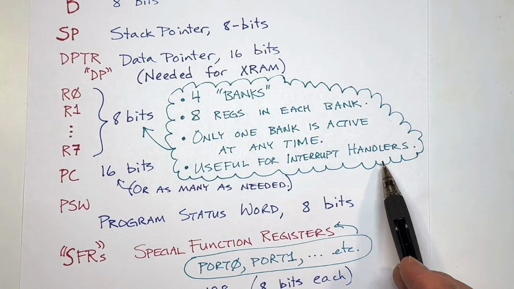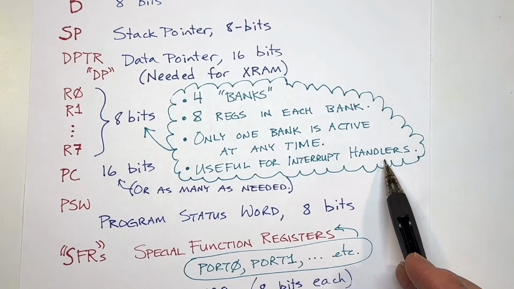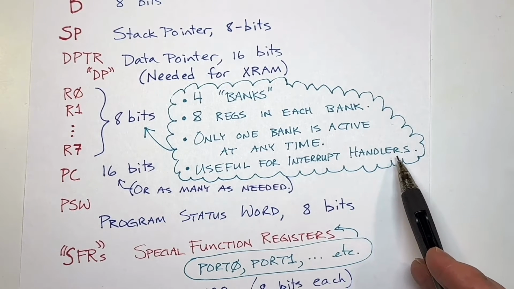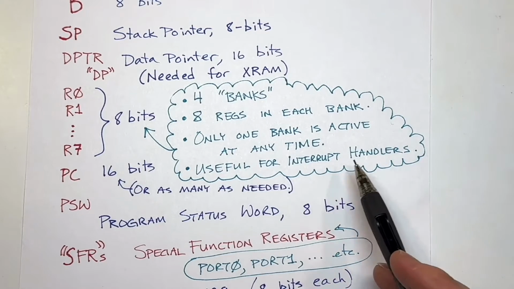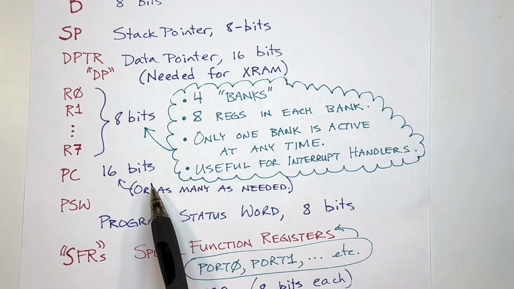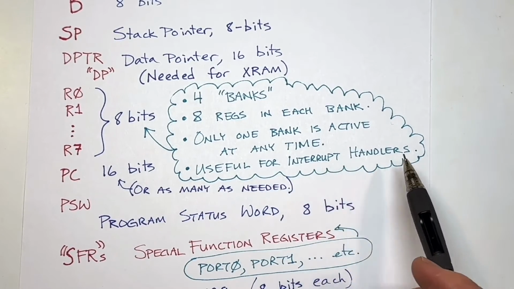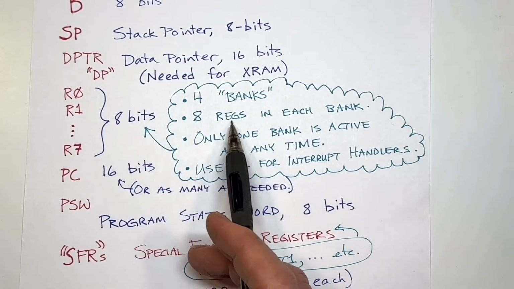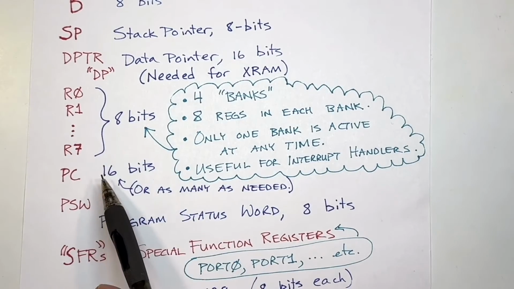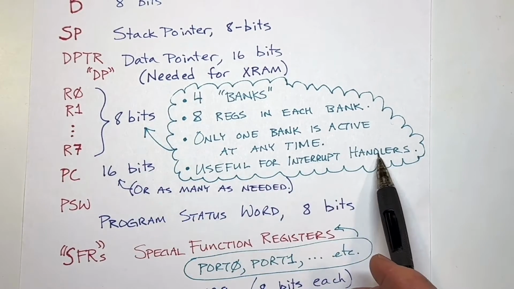When an interrupt happens, we need to stop executing the current code, and we need to then execute an interrupt service routine, and we need to save the existing registers. So we can use a different bank for that purpose for the interrupt handler, and then when the interrupt handler is ready to return, it goes back to the original bank, and so the interrupted code doesn't know that it's been interrupted. So these are useful for interrupt processing.